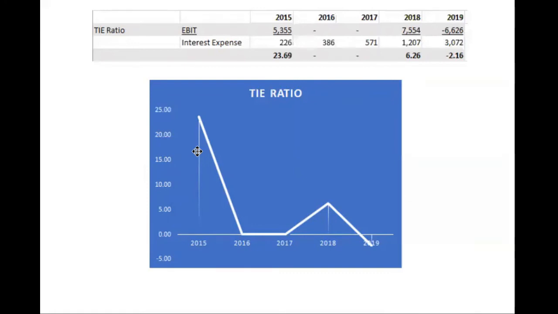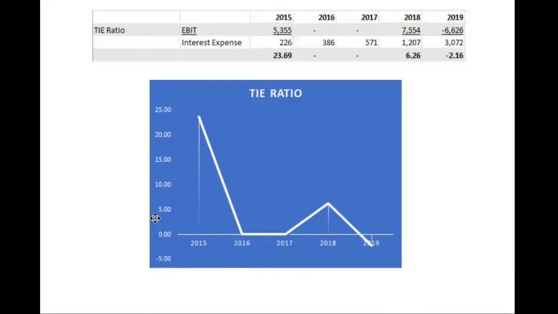In 2016 and 2017, the company did not indicate their earnings before interest and taxes on their income statement, so it is left blank. In the year 2018, however, the TIE ratio of the company dropped a lot to 6.26. It meant that the company could still pay its interest expense but with a very low margin, which is 6.26 pesos for every 1 peso of interest expense. Jollibee Food Corporation's operating income actually increased, but their interest expense due to increased borrowing also increased significantly, resulting in the fall of the TIE ratio.